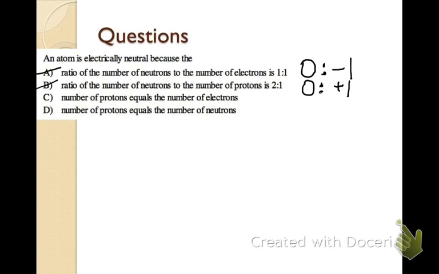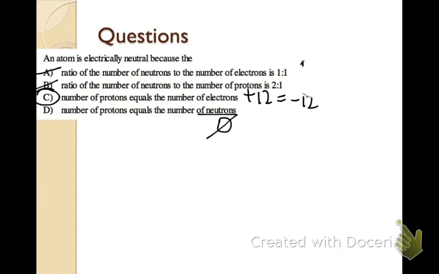The number of protons equals the number of electrons. Sure, if you have 12 protons equal to 12 electrons, then that should overall balance each other out. And then the number of protons equals the number of neutrons. Since the neutrons are neutral, they have 0 charge, so they wouldn't balance out the number of protons. So C is your answer here.